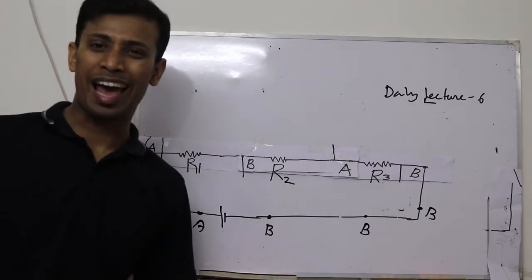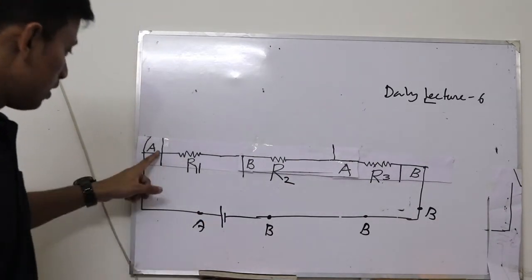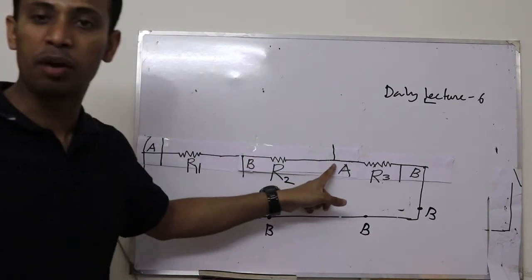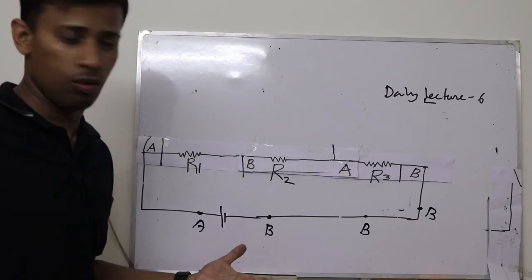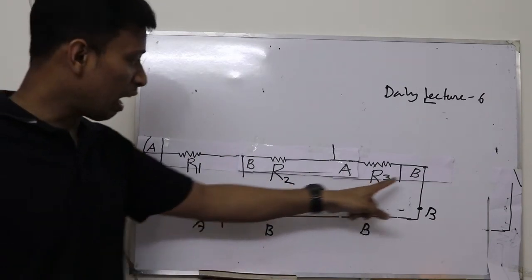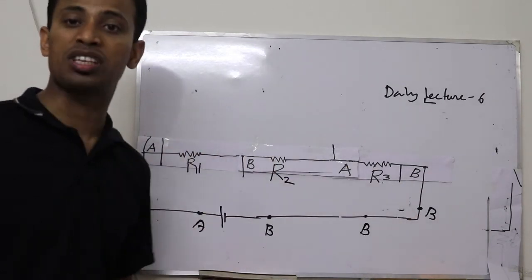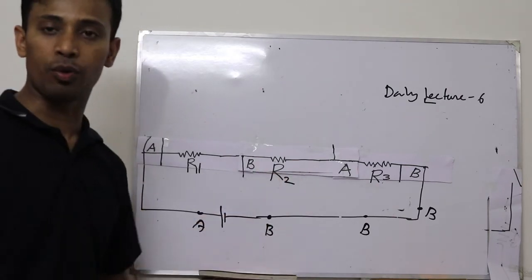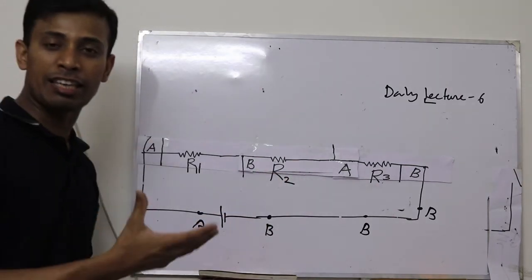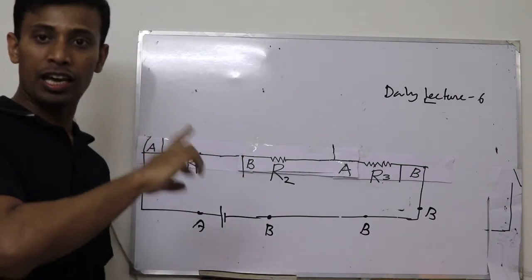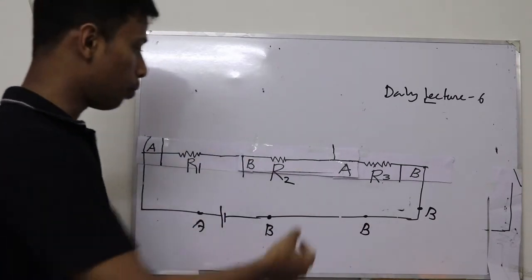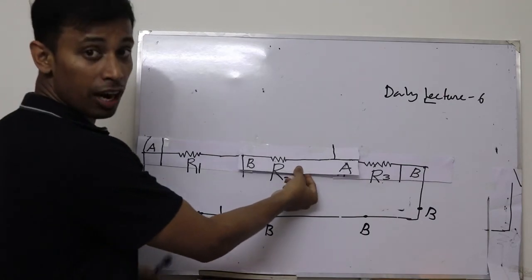So now we have a weird circuit. This is A and here we have another A, so these two points are the same. This is B and this is also B, so these two points are the same. We have resistance everywhere, so let's take these resistances and put the A's at the same point and the B's at the other same point. Let's take this R2.